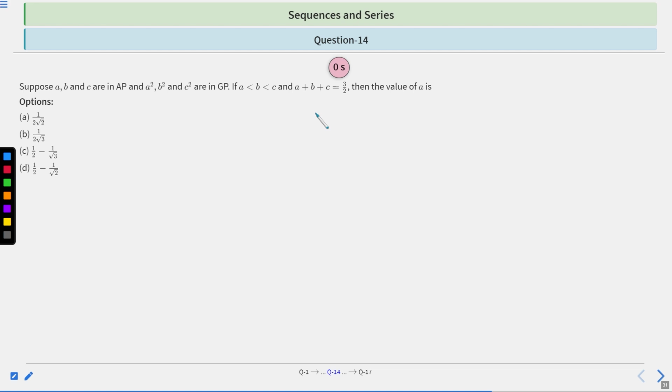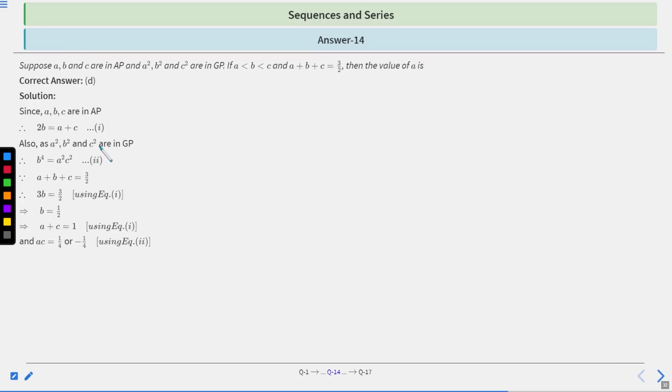Okay, let's move to the solution. Since a, b, c are in AP, 2b is equal to a plus c. Also, a square, b square and c square are in GP, so b to the power 4 is equal to a square c square. Now a plus b plus c is 3 by 2. Put a plus c equal to 2b, so 3b is equal to 3 by 2. This implies b is equal to 1 by 2.